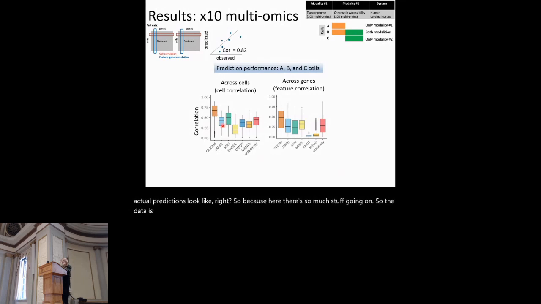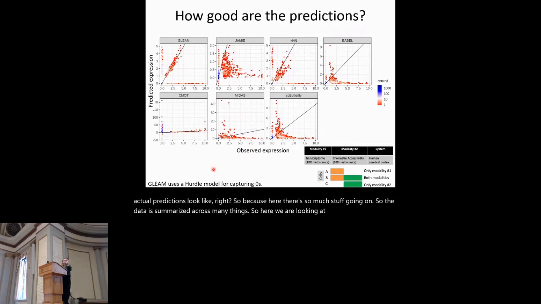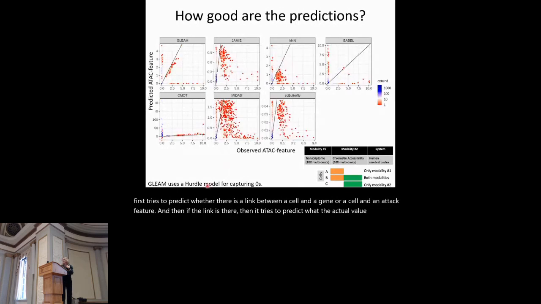So here we are looking at a single cell, and how its expression profile is predicted. The x-axis is observed expression for the cell, the y-axis is the predicted expression, and these are what the predictions from different methods look like. Most methods struggle with zeros. That's very natural, and Gleam uses a hurdle model in the sense that it first tries to predict whether there is a link between a cell and a gene, or a cell and an ATAC feature. And then if the link is there, it tries to predict what the actual value is. So this is ATAC prediction.